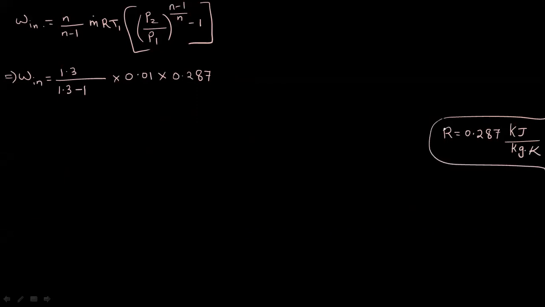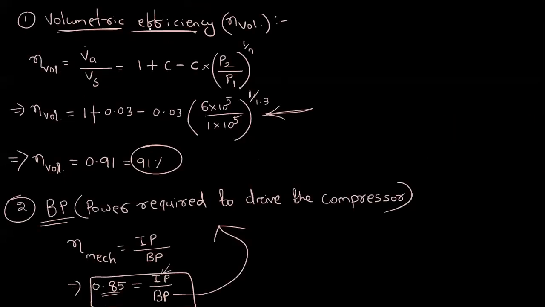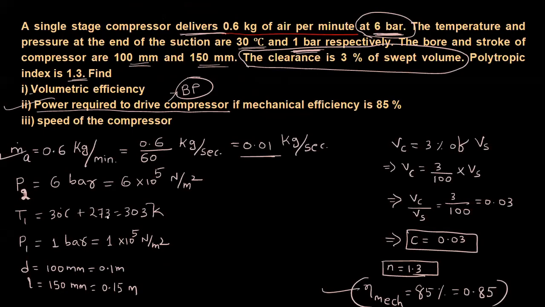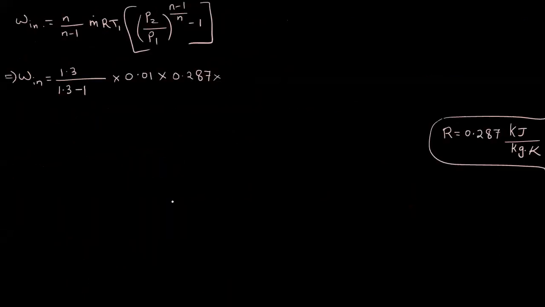Times the gas constant. The value of R is 0.287 kilojoules per kg Kelvin. You remember this value. Times T1, the inlet temperature. T1 is 303 Kelvin.